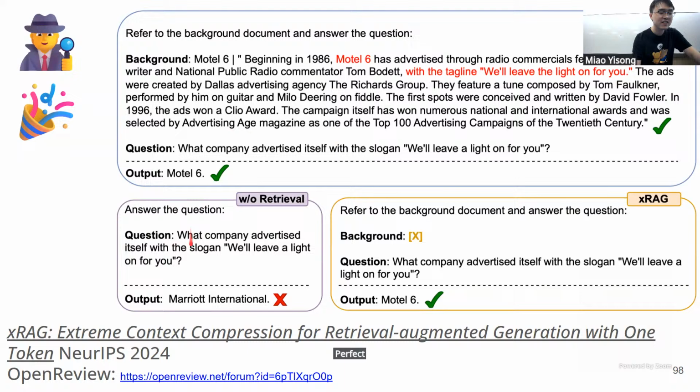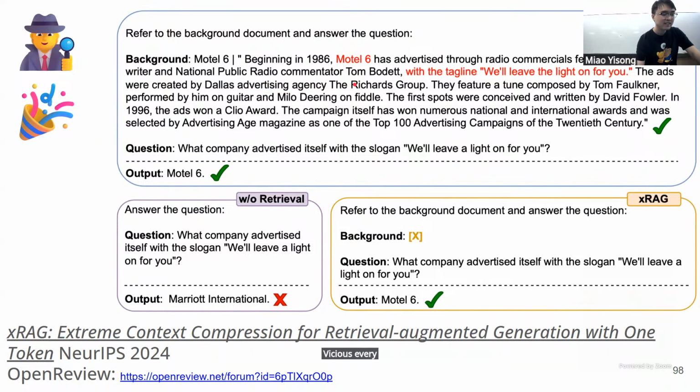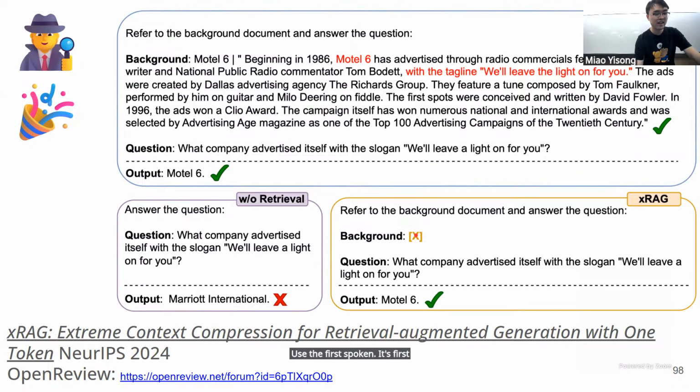So here's the vanilla version. We have a question and the model unfortunately got it incorrect. And this is the vanilla RAG version. We have a very long background, which is very memory intensive, and it gets the correct answer. And for the xRAG paper, they use this one first token as an extreme compression of the long context. Then the model just got it correct. So their work's contribution is to investigate how to represent this one, right?